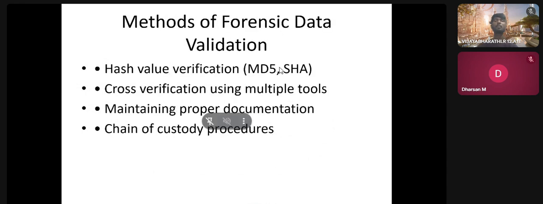Now we are going to discuss methods of forensic data validation. We are using almost four methods. The main method is hash value verification, which is used in many places, like cyber security sites. Then there is key combination, like encryption and decryption, cross verification using multiple tools, and also maintaining proper documentation and chain of procedure.